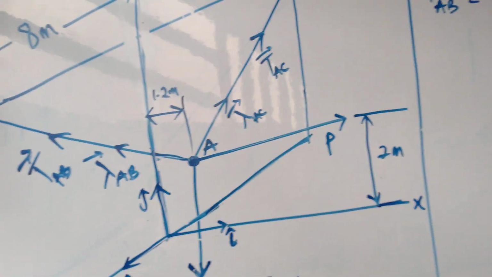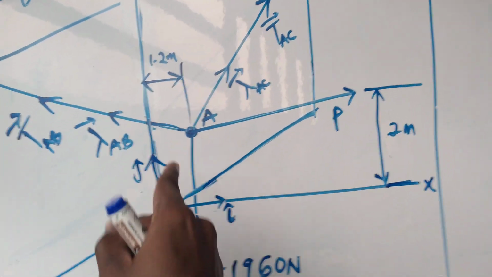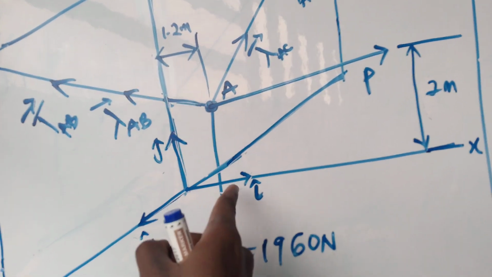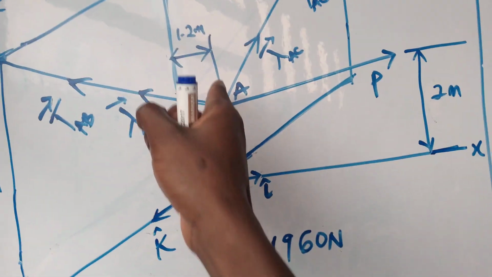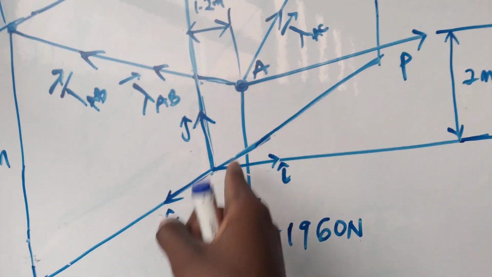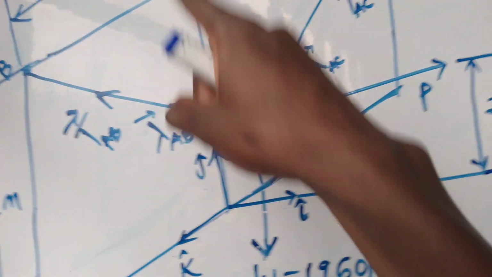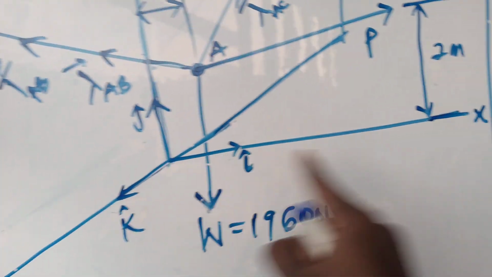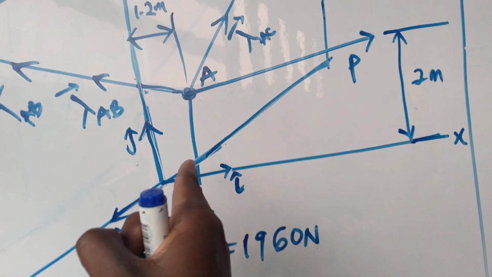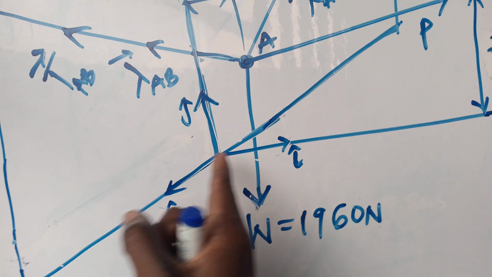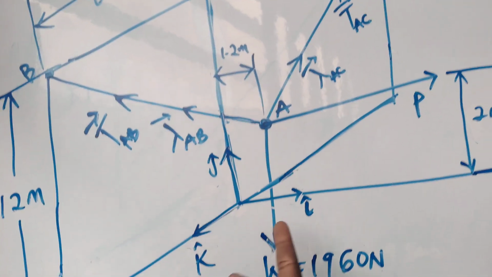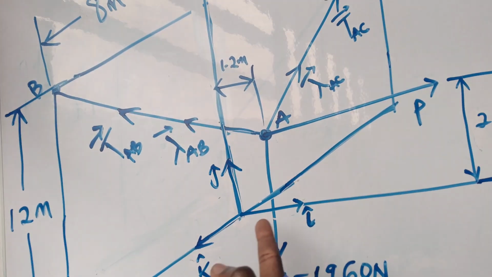Okay, let's find RAB again. Now look at this. From point A, if I come down like this, with respect to this distance, it is minus 2J. Coming down, because if you are going up, it's plus J. If you come like this, plus K. If you go like this, plus I. So if I come down like this, it is minus 2J. Then I will go like this again. If I go like this, it's opposite I, with respect to this distance, minus 1.2 I.